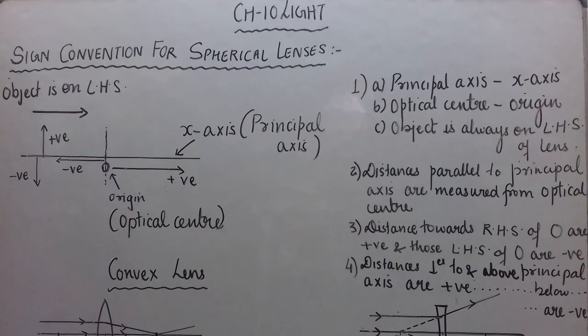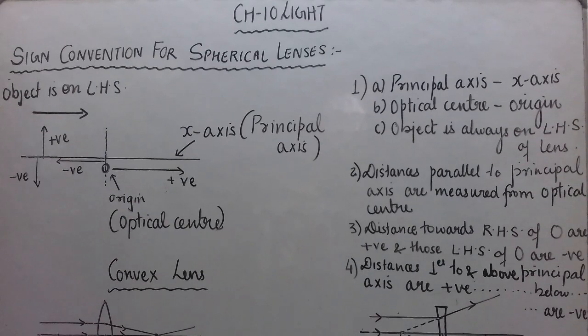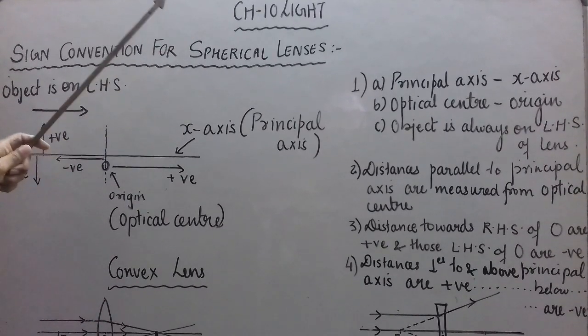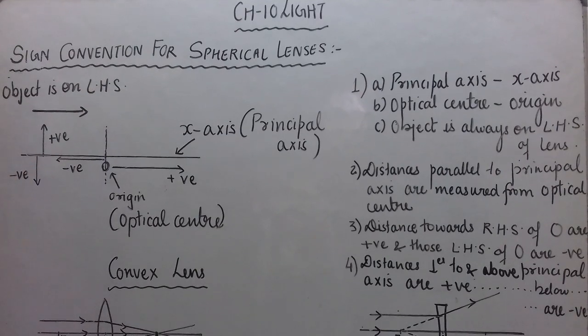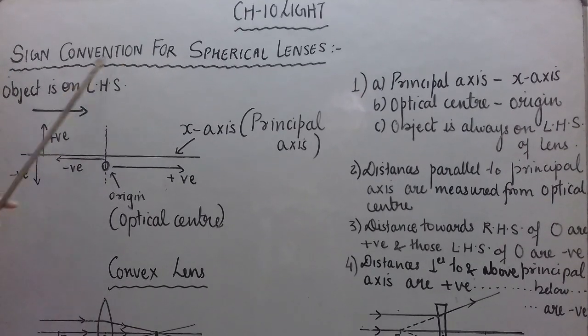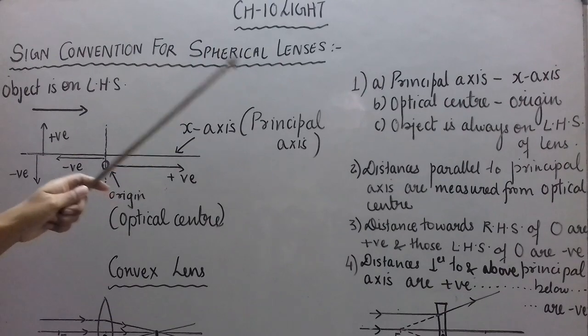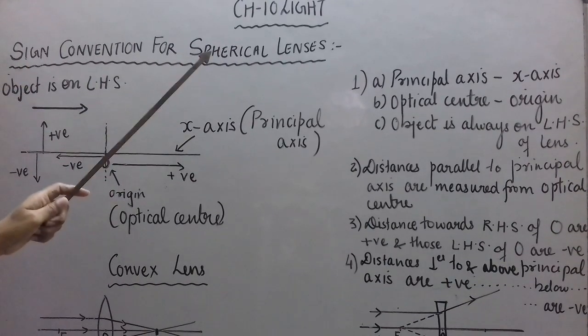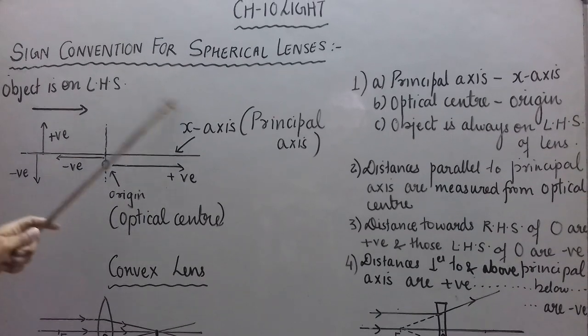Hello students, in today's lecture we are going to continue with chapter 10 Light of 10th class NCERT science textbook. So first topic is sign convention for spherical lenses. You have already studied sign convention for spherical mirrors before. Let us have a look at this diagram.